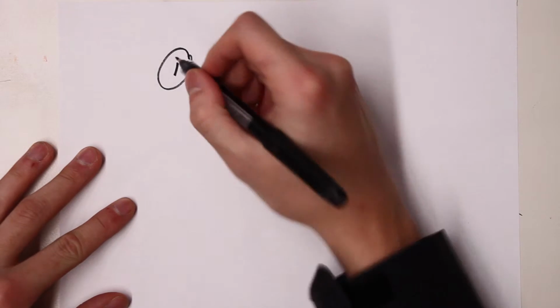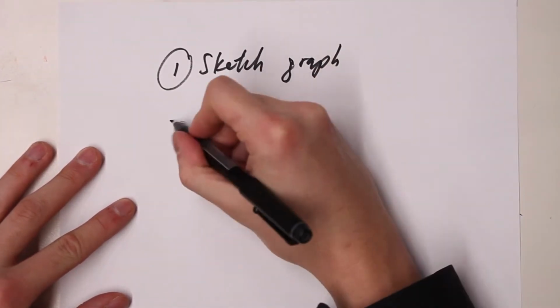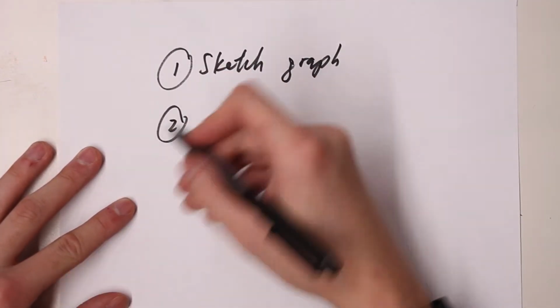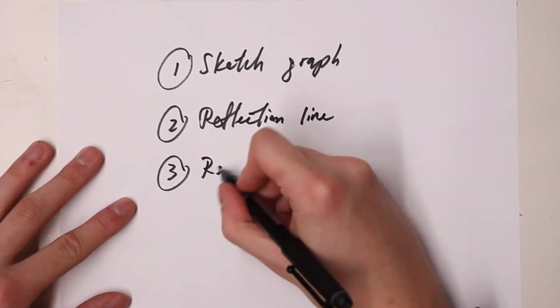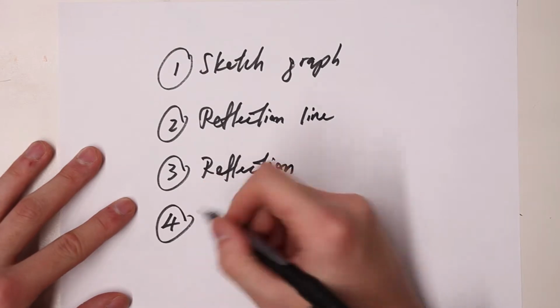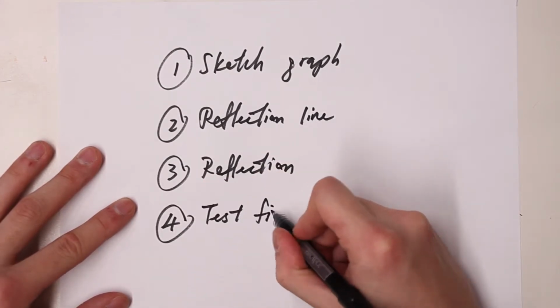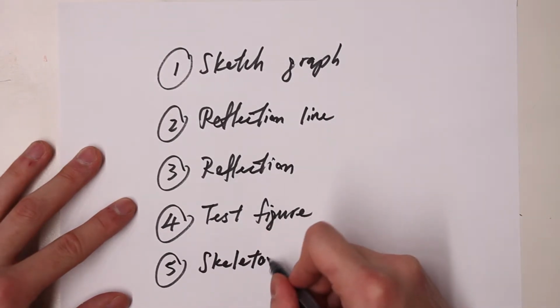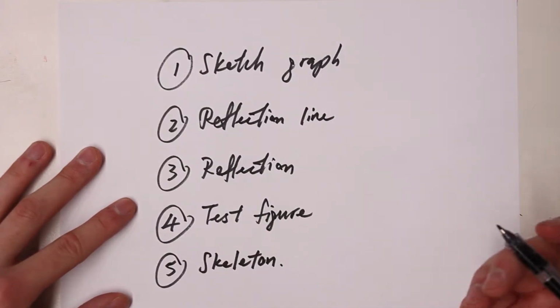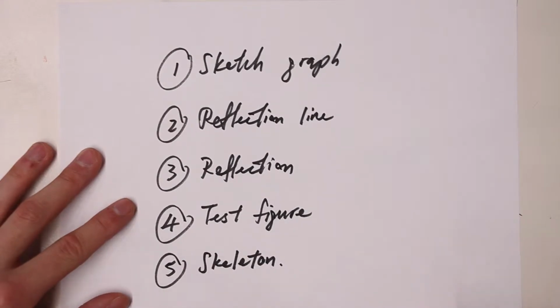Typically, the schema you would want to follow when doing these questions has 5 steps. Step 1 is you want to sketch the graph. Step 2, you want to draw the reflection line. Step 3 would be to draw the reflection itself. Step 4 is to draw the test figure. And step 5 would be to draw the skeleton outline of the integral itself. And obviously, eventually, you would want to solve the problem.